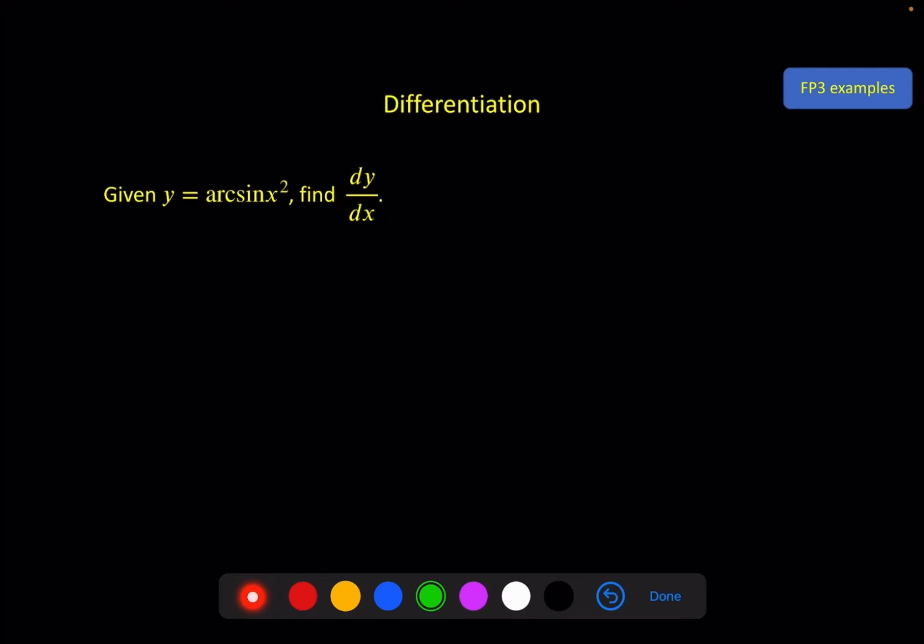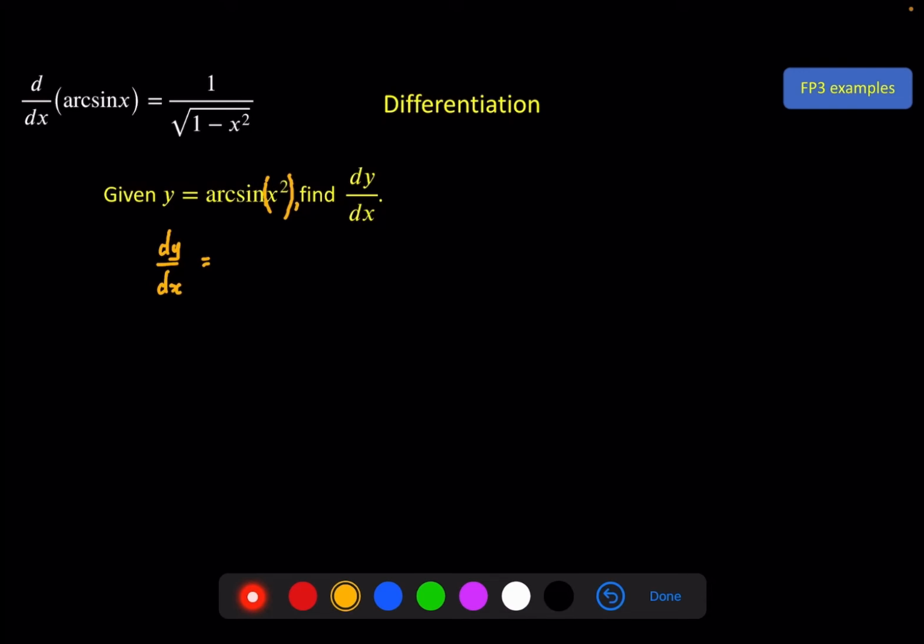If we want to differentiate arcsine x squared, now if it was me, I would find that a little bit ambiguous. That should be x squared in the bracket like that. So to do this, we're going to need to differentiate arcsine of x. We're going to need this result in white, but then we also need to apply the chain rule and multiply by the derivative of the thing inside the brackets.